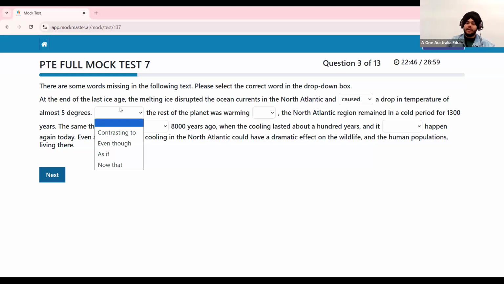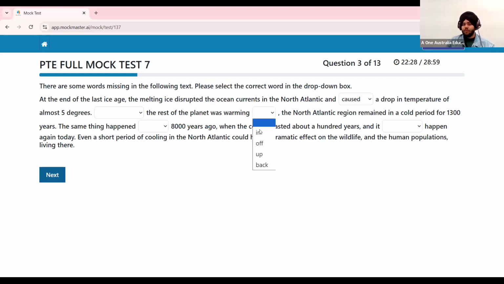Now, guys, whenever there is a connector at the start of a sentence or a connector anywhere in the sentence, I skip it straight away because for this one, I will have to read this sentence as well as the previous sentence to figure out the connection. Okay. The rest of the planet was warming dash. Warming in doesn't make sense. Warming back, warming off, warming up.